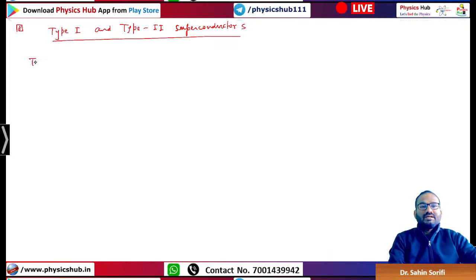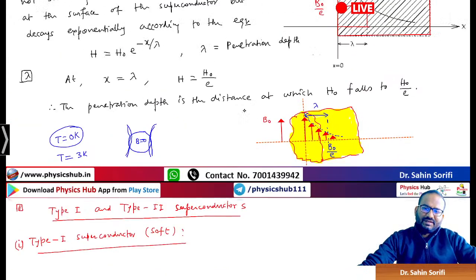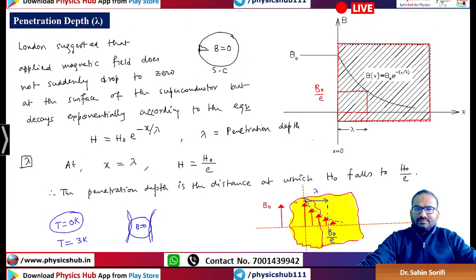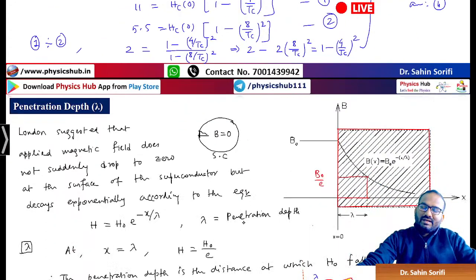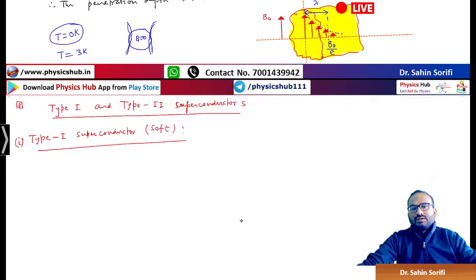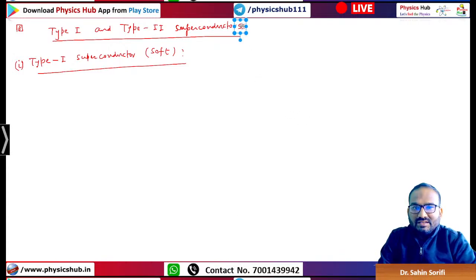Type 1 superconductor is also known as soft superconductor, and type 2 is the hard superconductor. Now, as I told you, this phenomenon that a magnetic field can enter, so penetration depth is there. Sometimes the superconductor can act as a perfect diamagnet. That is why we got two types of superconductor, depending on how much magnetic field lines can penetrate.